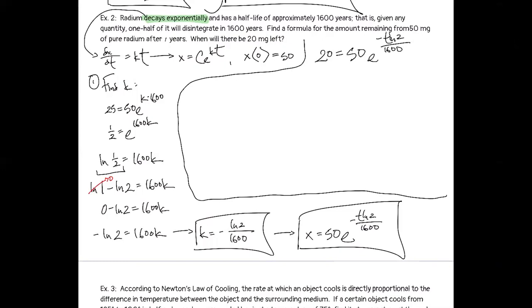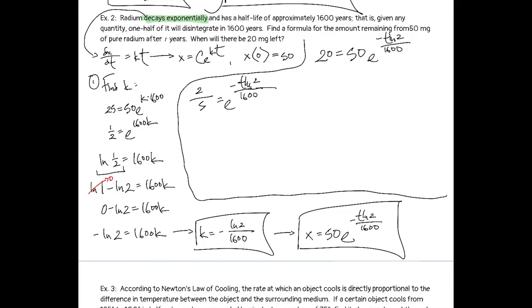First step here. Natural log both sides. Divide by 50. Wait, yeah, no, yeah, 50. My bad, let's divide by 50 first. So 20 divided by 50 is 2/5, and e to the negative t natural log 2 over 1600.